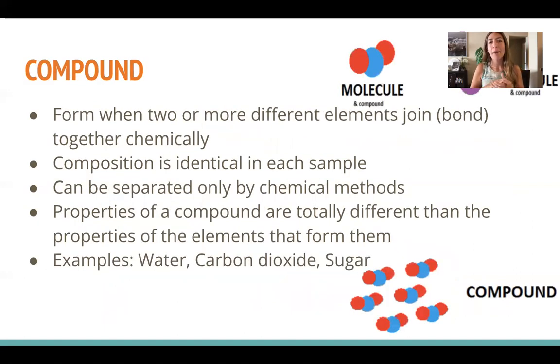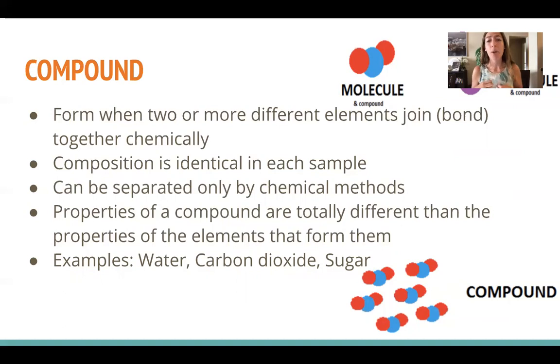Compounds. So compounds form when 2 or more different elements join or bond together chemically. The composition is identical in each sample. You can see this in the little graphic in the corner of my presentation. See how every single one is exactly the same? That's a compound. They can be separated only by chemical methods. So remember when we talked about an element, you can't separate an element. But a compound you can separate, but only by chemical methods.